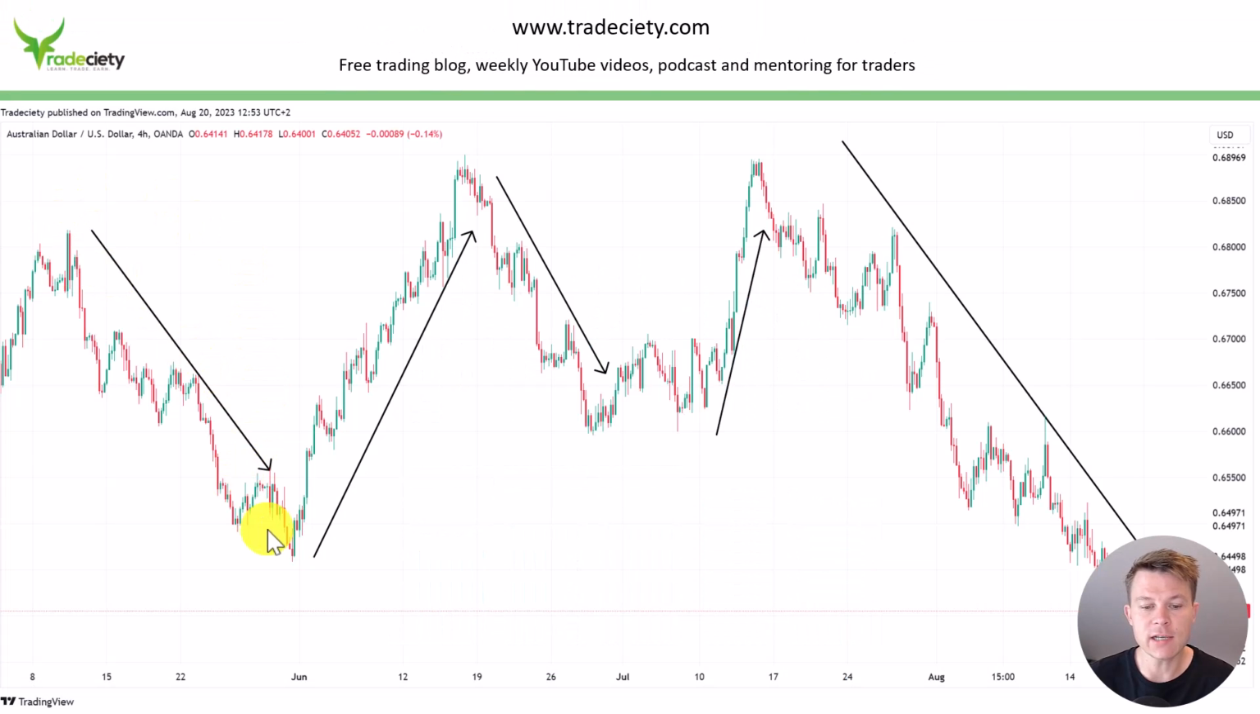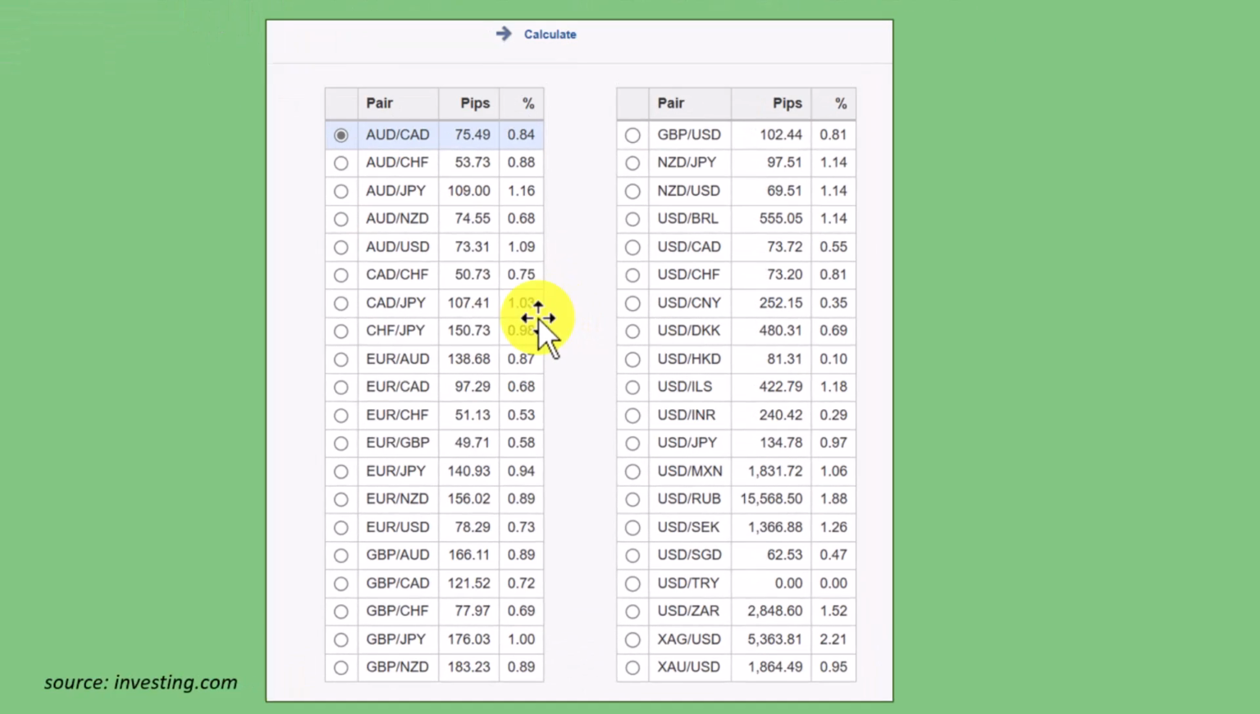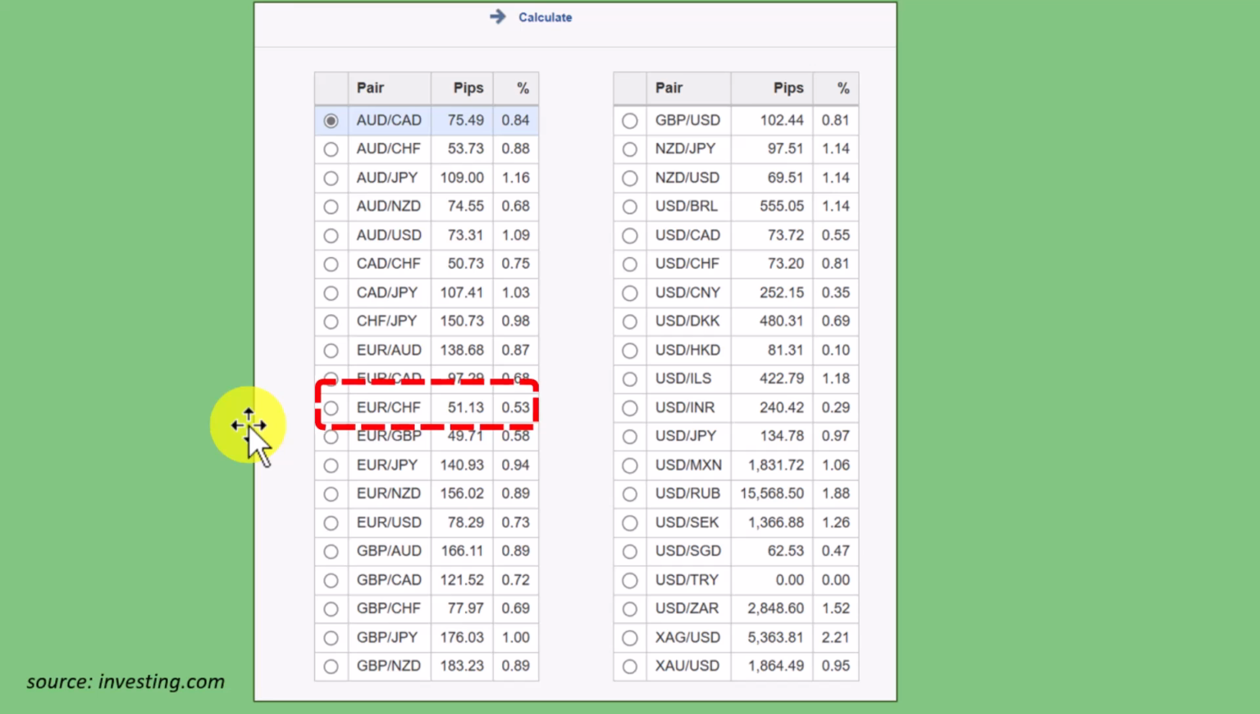And here we can see why it's important to find a Forex pair that is moving. You can see that the Aussie US dollar has very nice trending phases. Of course, there are periods where the market is just going sideways, but by and large, you can see that the Aussie US dollar has some really nice trending moves and some very clean trending phases. Contrast this with the Euro Swiss. When we take a look at the table and we look at the Euro Swiss, which is down here, you can see it only has a 0.53% daily range or daily move. Contrast this to the Aussie US dollar, which is twice as high.